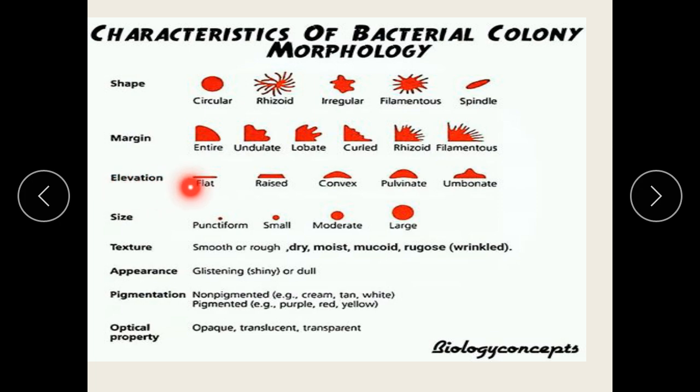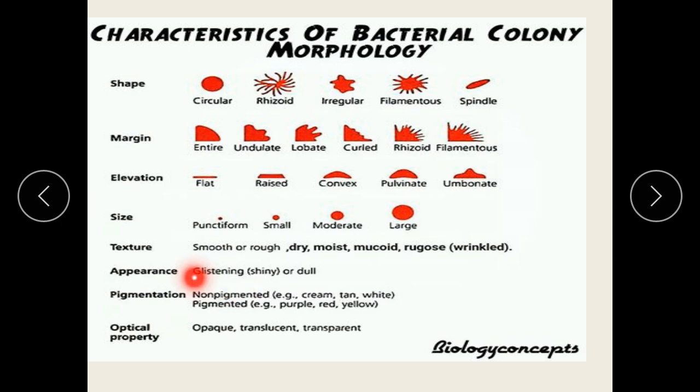Then elevation, ranging from flat to umbonate. Then the size of the colony is small or large. Then texture: smooth or rough, dry, mucoid or rugose. So these are the different types of textures.